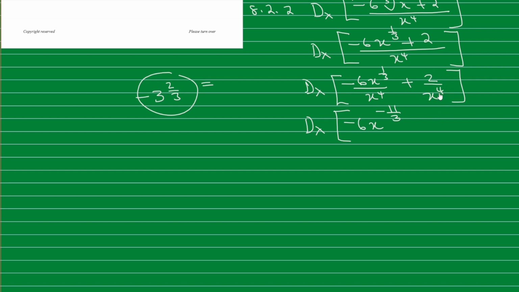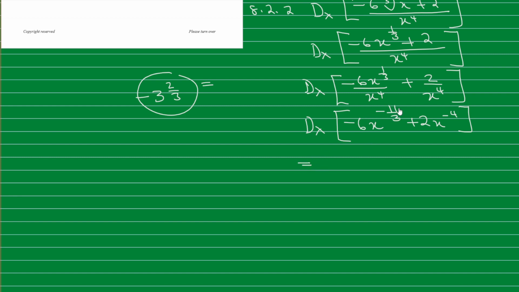And this one here, it's an inverse situation. Our x is in the denominator, so take the x up into the numerator. So we'll get plus 2x to the power negative 4. Once we have our function in standard form, with exponents and coefficients, we can find the derivative. Apply the rules.